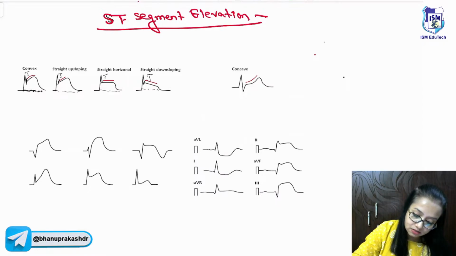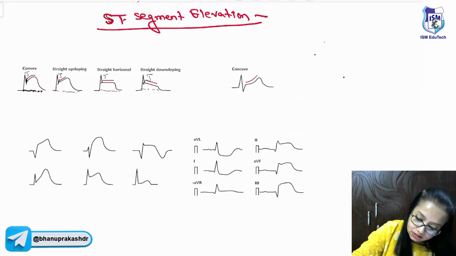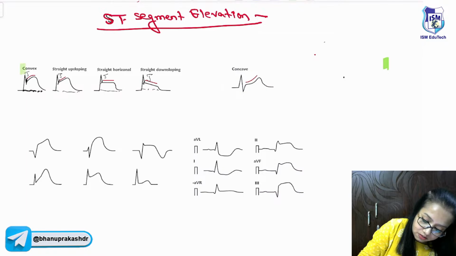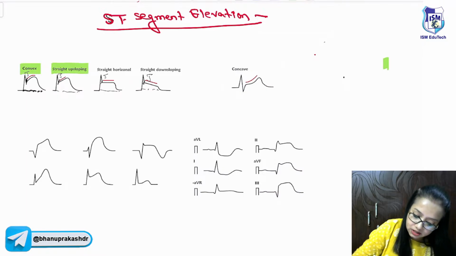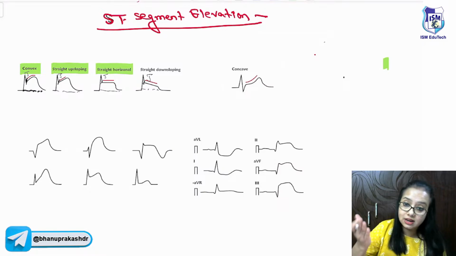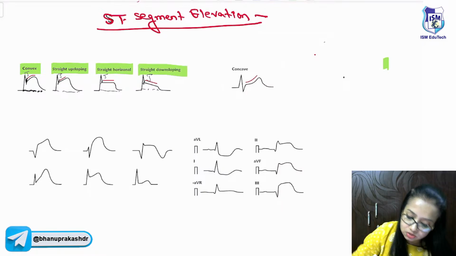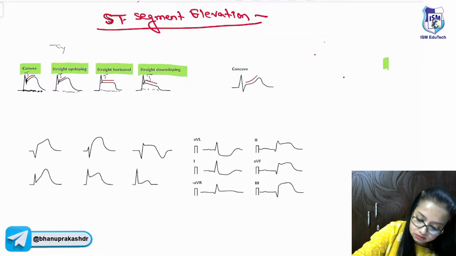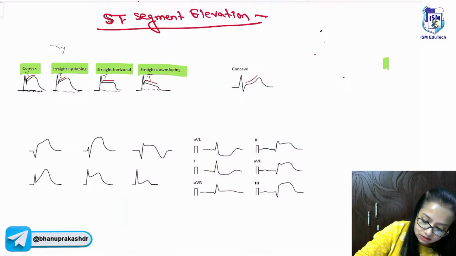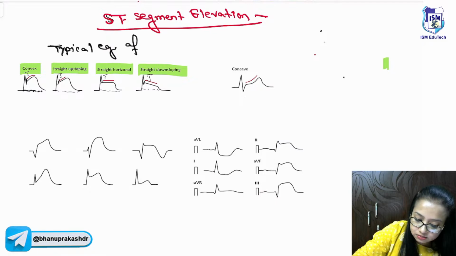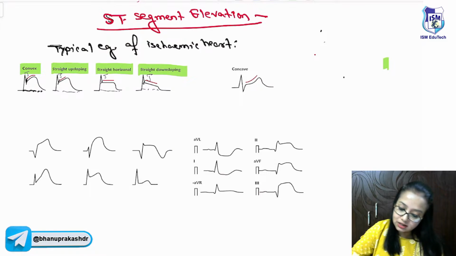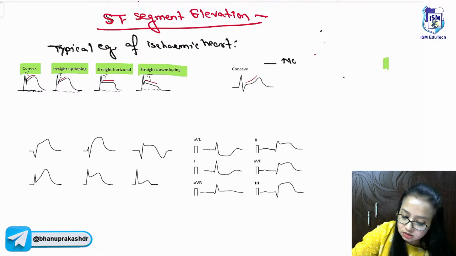Some ST segments are of the convex type, as mentioned here. It is of the convex type. This is straight upsloping. Here you see this is horizontal, elevated yet horizontal, and this is downsloping. These are the typical examples of ischemic heart.